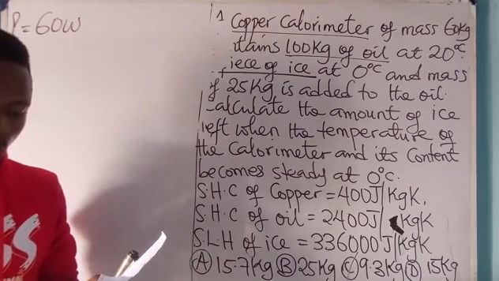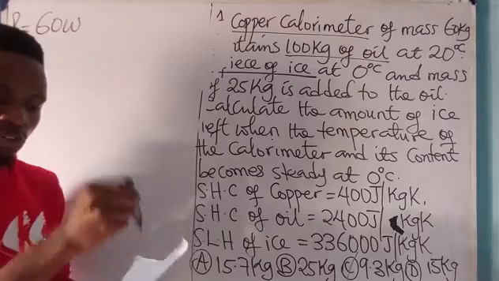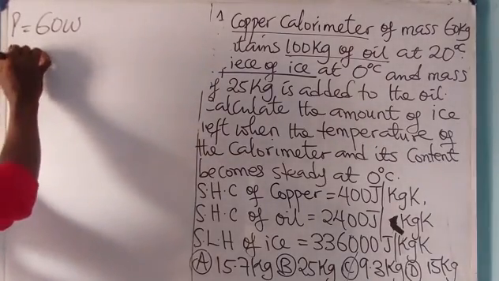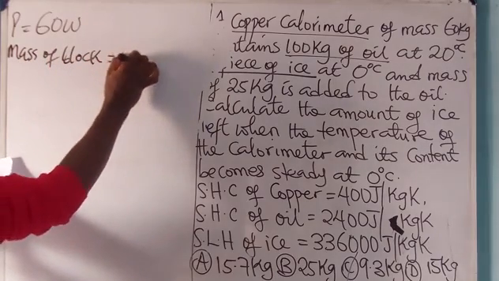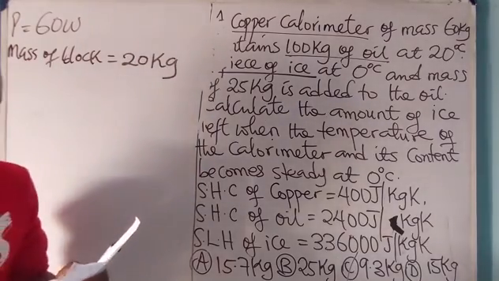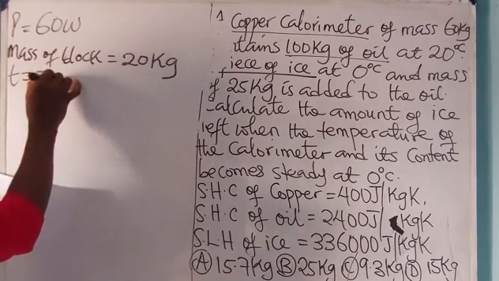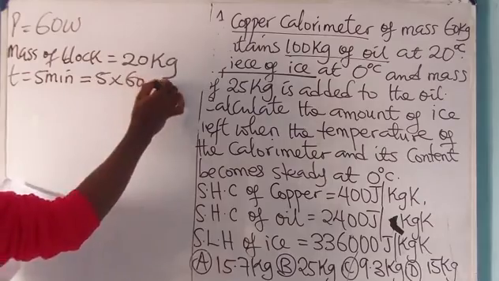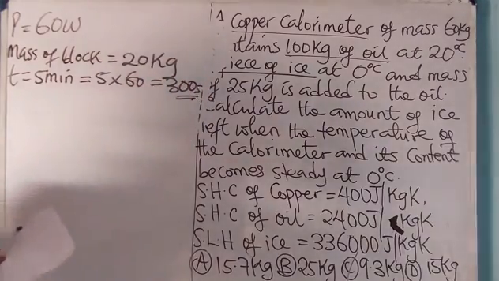Is used to heat a metal block of mass 20 kg. All right, so mass of block equals what? 20 kg. Time, they said 5 minutes. Time was given in minutes. All right, so to convert to seconds, you say 5 times 60. You're going to be having 300 seconds. 300 seconds. Please take note.